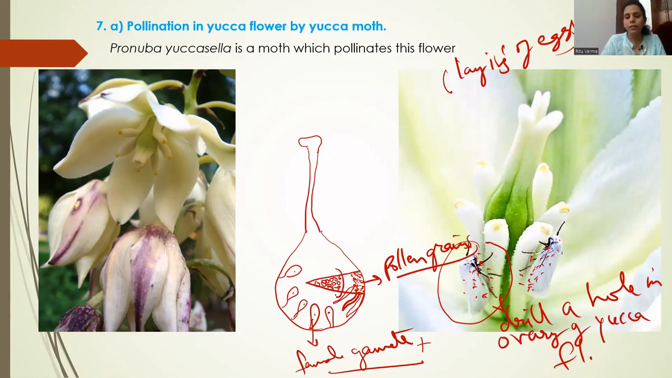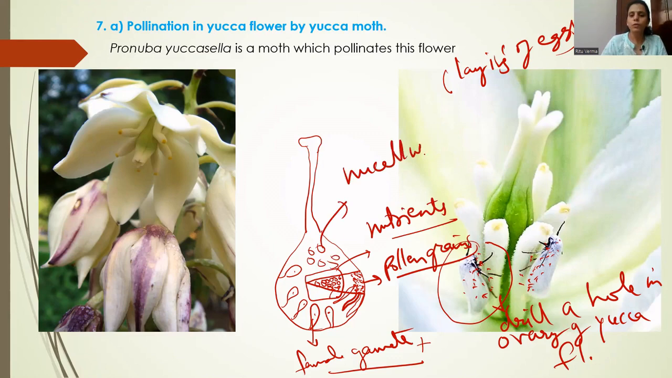And the eggs which are present inside the ovary will hatch, and they will obtain their nutrients from the cells of this ovary. We have studied about the nucellus. Nucellus are highly nutritive cells present inside the ovary, which provide nourishment to the developing female gametophyte or developing embryo. So these eggs will hatch.